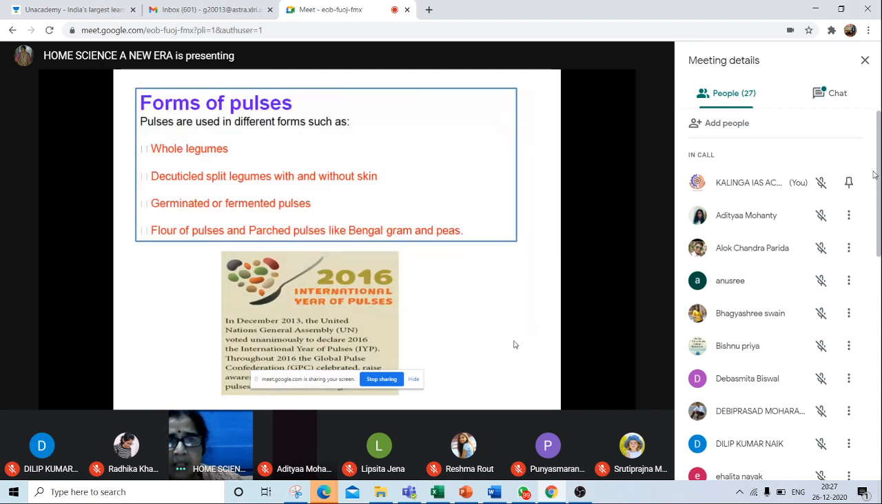Then these are the forms of the pulses. The pulses are whole legumes, decorticated split legumes with or without skin, germinated or fermented pulses, flour pulses, and sprouted pulses like the Bengal gram and peas. So, International Year of the Pulses, it is 2016. In December 2013, the United Nations General Assembly voted unanimously to declare 2016 the International Year of the Pulses.